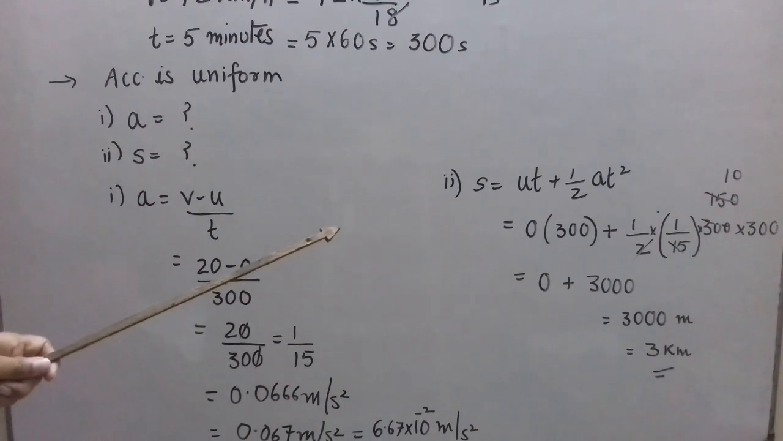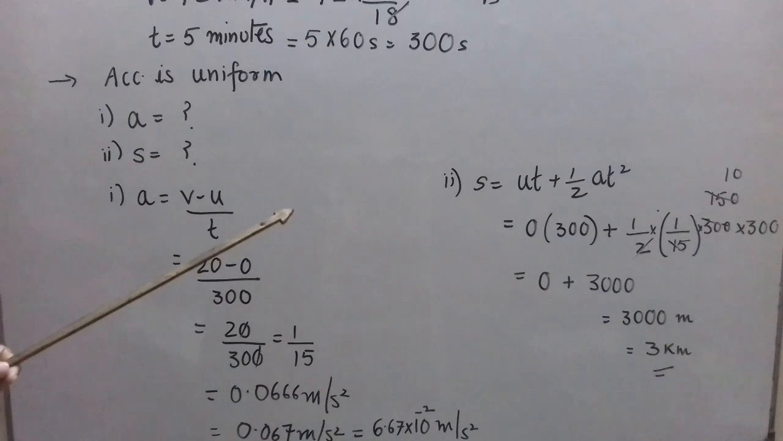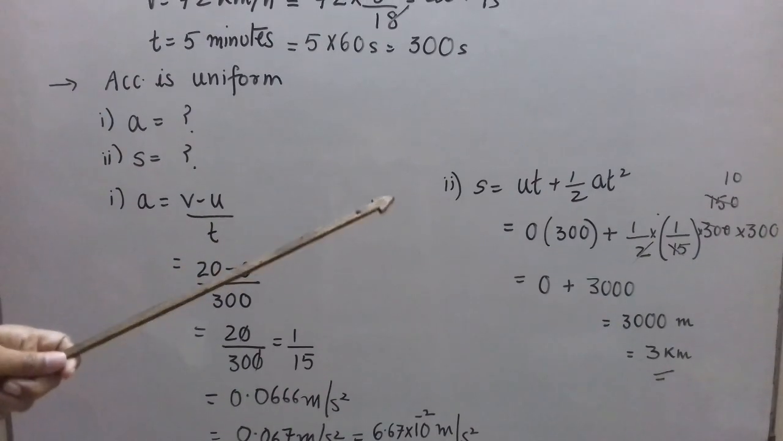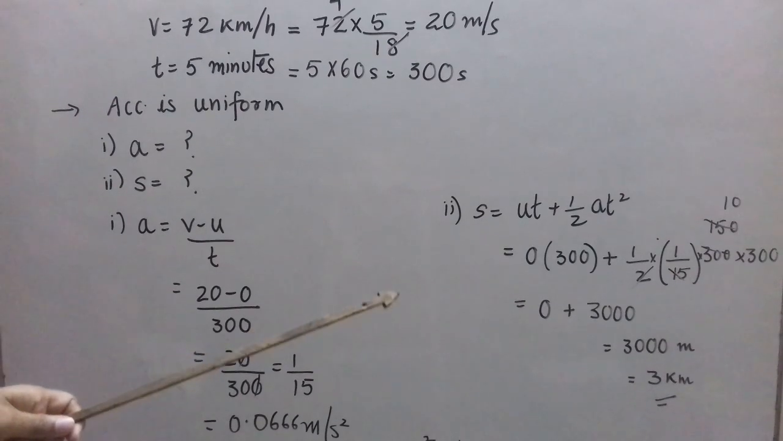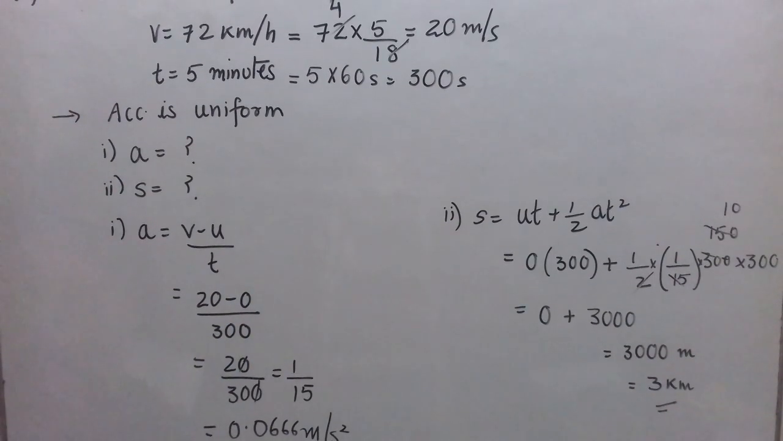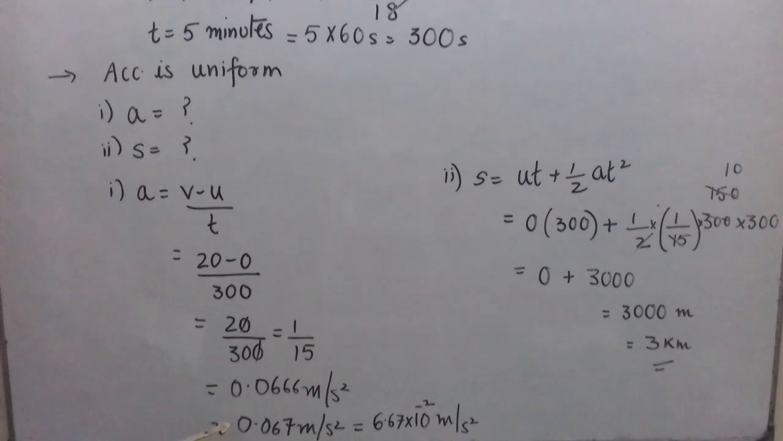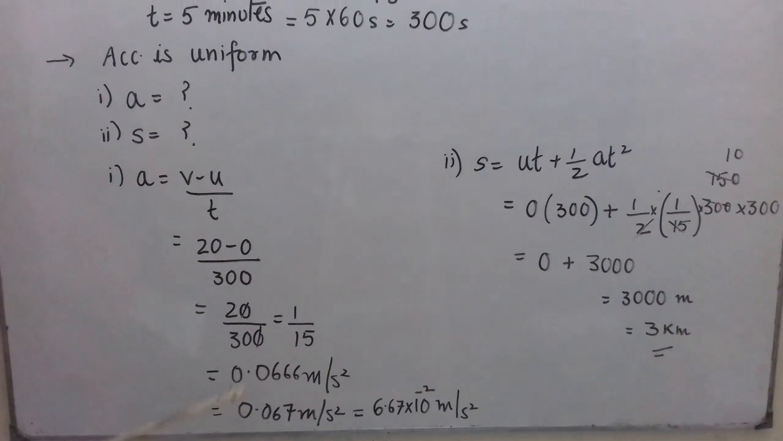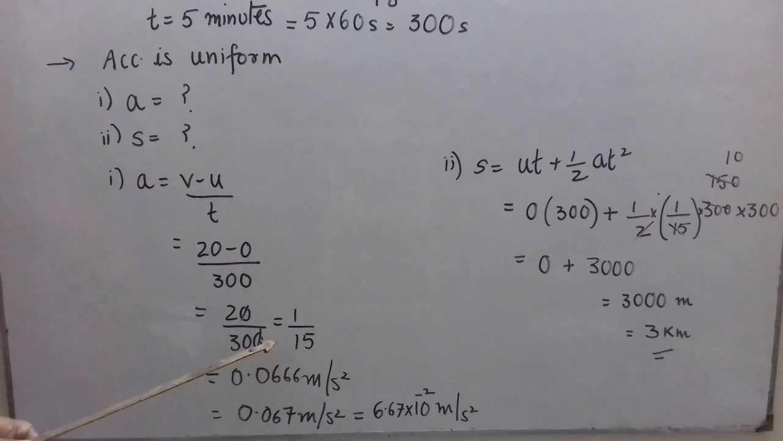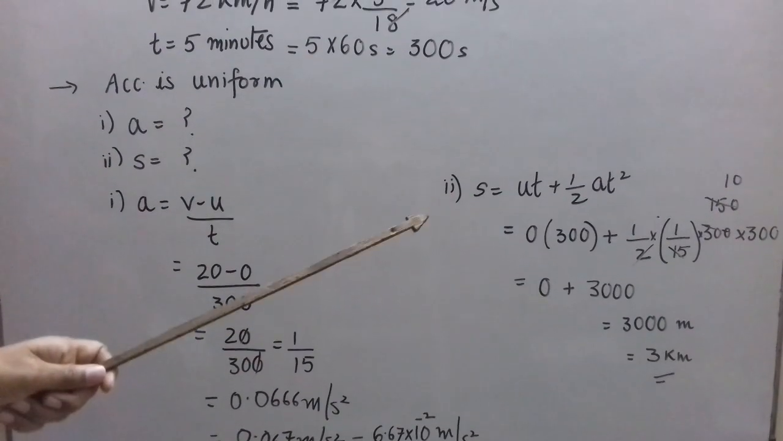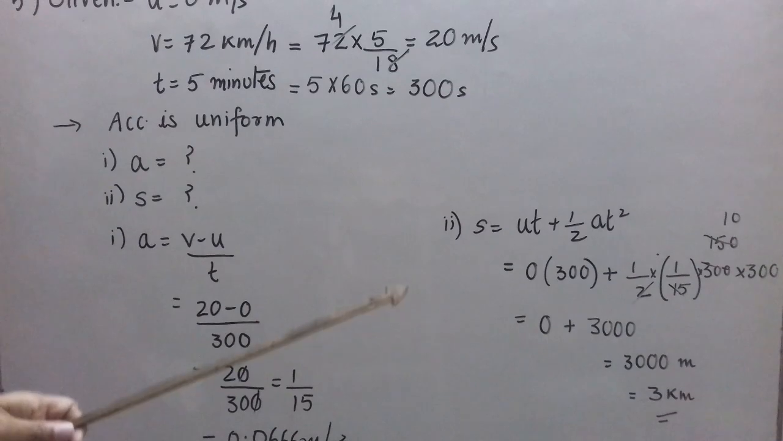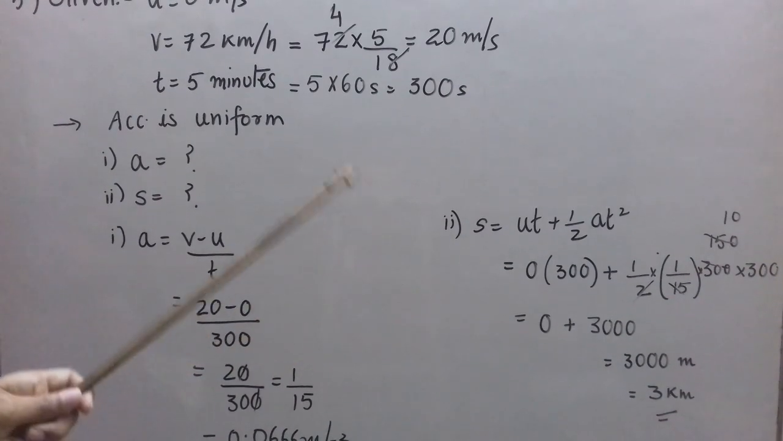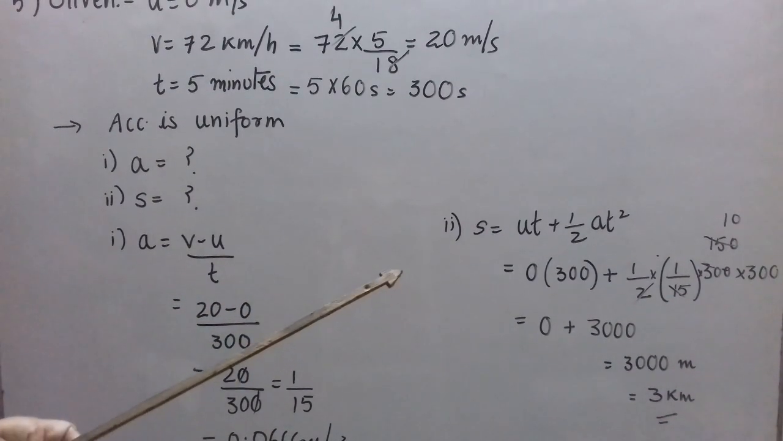Second, S. We can use the second equation of motion. S is ut plus half at square. U is 0, t is 300, plus half. Now for A, I have not put this value because this will be a bit difficult for the calculation. 1 over 15 is easier, so for A, I have put 1 over 15, as I know cancellation will be easier, into t square. T square means twice you have to multiply t.